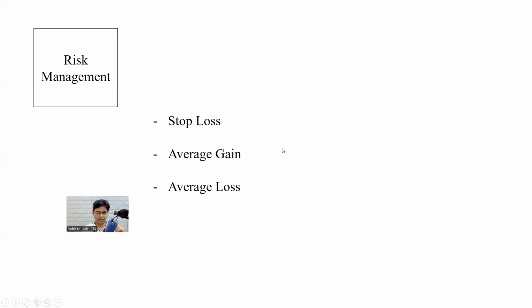Next is risk management. Every stock I buy, I have to put a stop loss to manage my capital, to manage my risk. Plus, I need to know what is my average gain per trade on all my winning trades and what is my average loss per trade on my losing trades. So if my average gain is, let's say, 10% on all of my trades, let's say I take 10 trades, and my average loss per trade is, let's say, 5%, then in that case I am making money because my gains are larger than my loss.